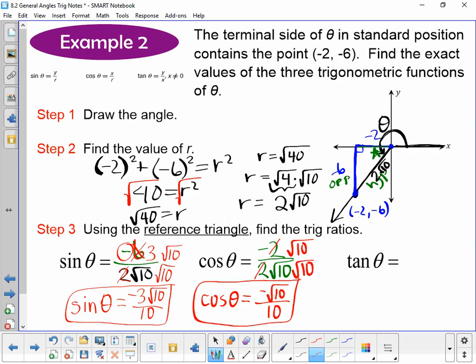And finally, we want to write down the tangent. The tangent is the opposite over the adjacent. So in this case, the opposite is negative 6 over negative 2. And if we reduce that, we find that the tangent of theta, negative 6 divided by negative 2, is 3. So we have found our sine, cosine, and tangent.